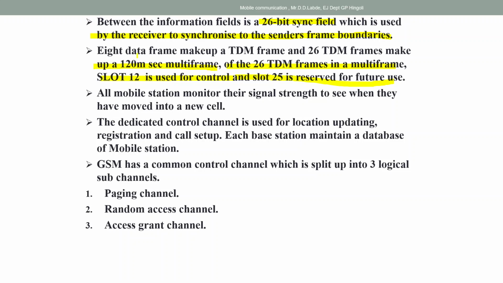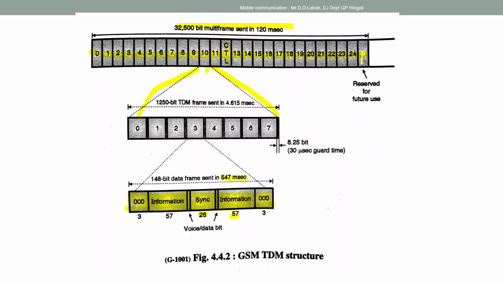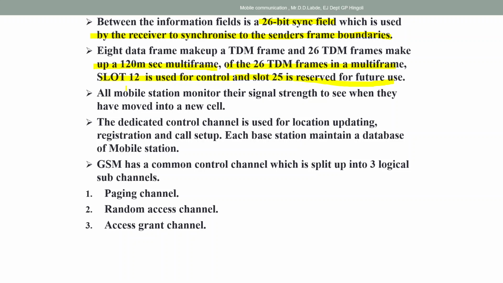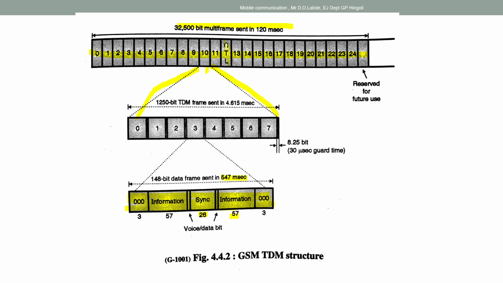8 data frames make up a TDM frame, and 26 TDM frames make up a 120 millisecond multi-frame. 26 TDM frames is the multi-frame. Slot 12 is used for control, and slot 25 is reserved for future use. This is nothing but the control slot.